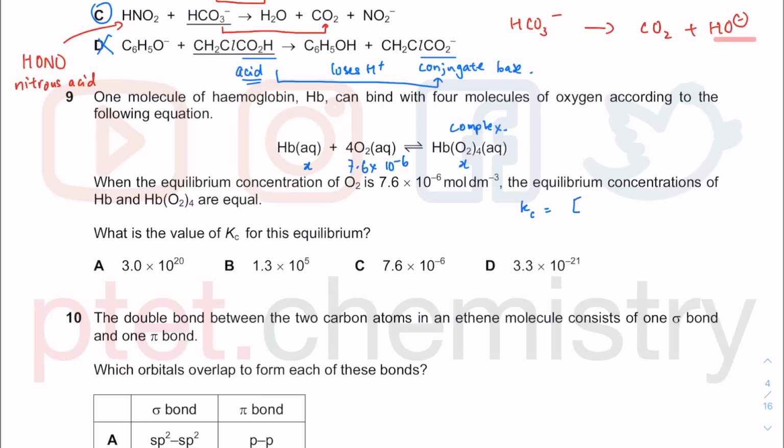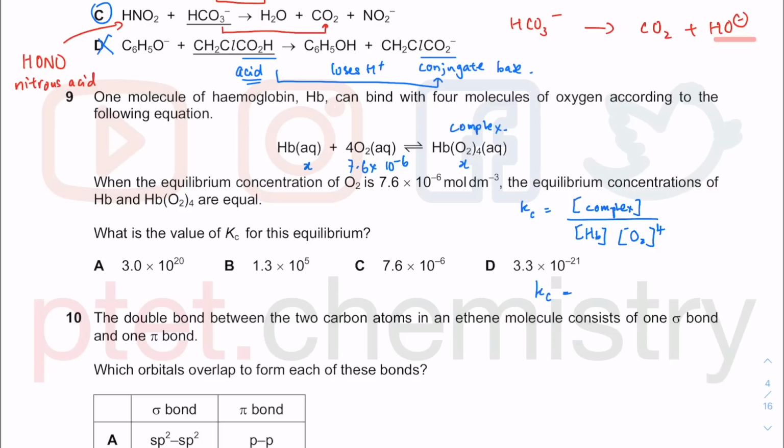Kc is going to be the complex concentration to the power of 1, and then the Hb concentration to the power of 1 because you have 1 in front of the balanced equation, and then the concentration of O2 to the power of 4. Now I'm going to put in the Kc value, which is, what's the value actually? We are not told about the value, that's fine.